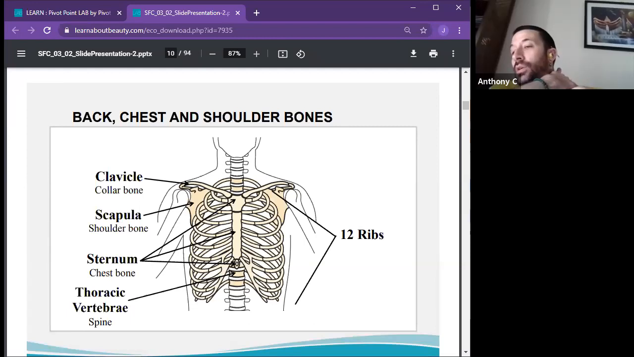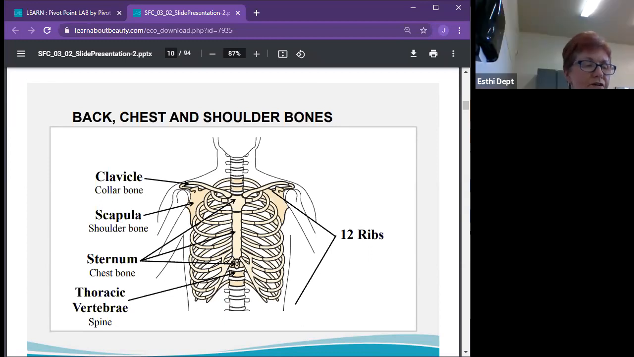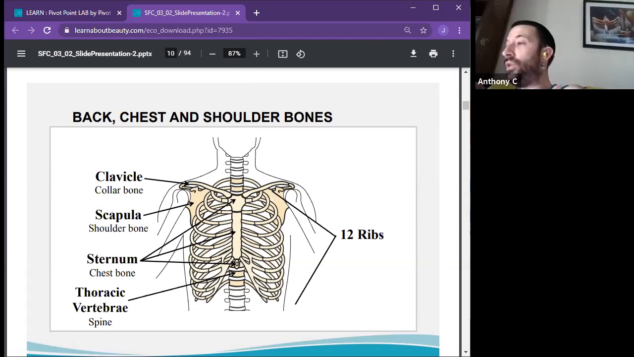Then I got 22, and then I got 8, and then I got 1, and 1. You got 22, and then you got 7 and 1, so 8, right? That's 30. Then you have the thorax, which is 12, which is 42. And then the clavicle and the scapula would make 46, right? Well, why would it make 46?